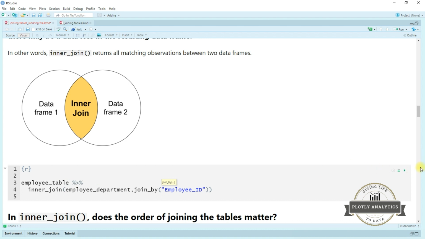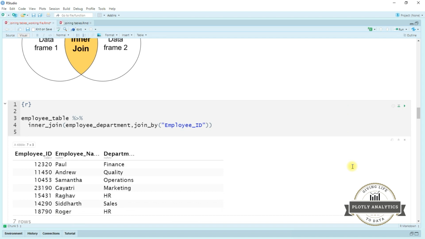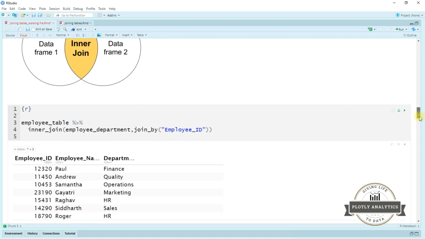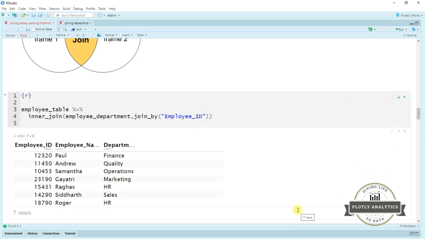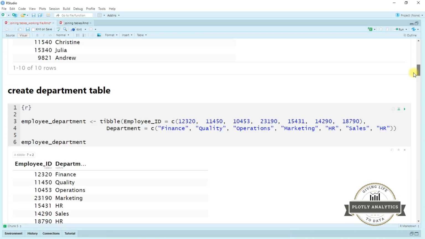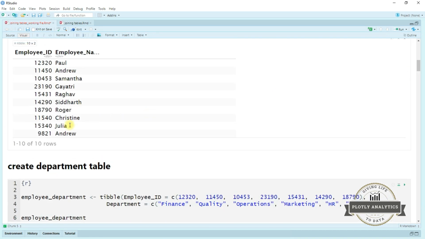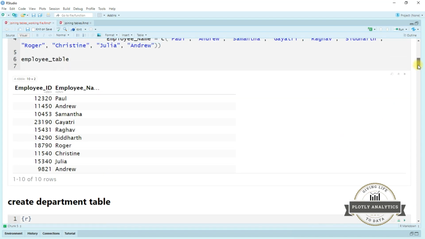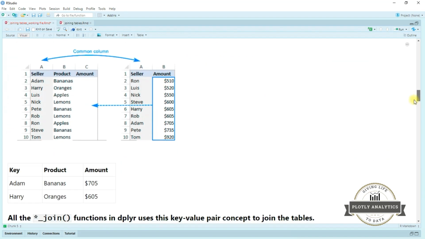So let's plug in employee ID into the join by method. Let me execute this, and as you can see, we got the combined table. But have a look at this data closely. You may observe that we got only 7 rows instead of 10 rows. Remember, the employee table has 10 observations. It has 10 employees' information. But here in the final outcome, we only got 7 observations. Now, where have these 3 rows disappeared?